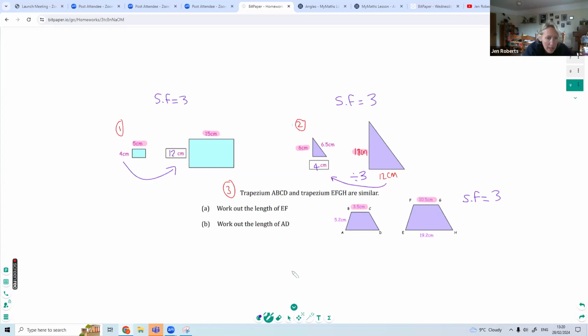So work out the length EF. This is the length EF here. We're going from the smaller one to the bigger one, so that's times by 3. 5.2 times 3 gives us 15.6. Work out the length AD. We're going from the bigger to the smaller this time, so we're going to divide by 3. 19.2 divided by 3 gives us 6.4.